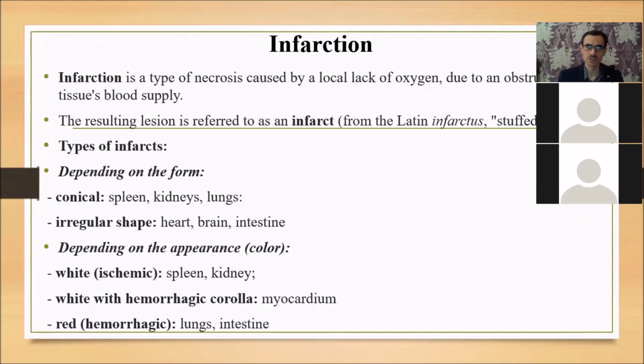Infarction, as we discussed, results from damage of the blood supply, the obstruction of the blood supply. So we call it the infarct, meaning stuffed into. The form, the shape of the infarct depends on the organ vascularization. In organs that have the hilum and regularly branching blood vessels, the infarct becomes conical in shape. But in other organs, it has an irregular shape.